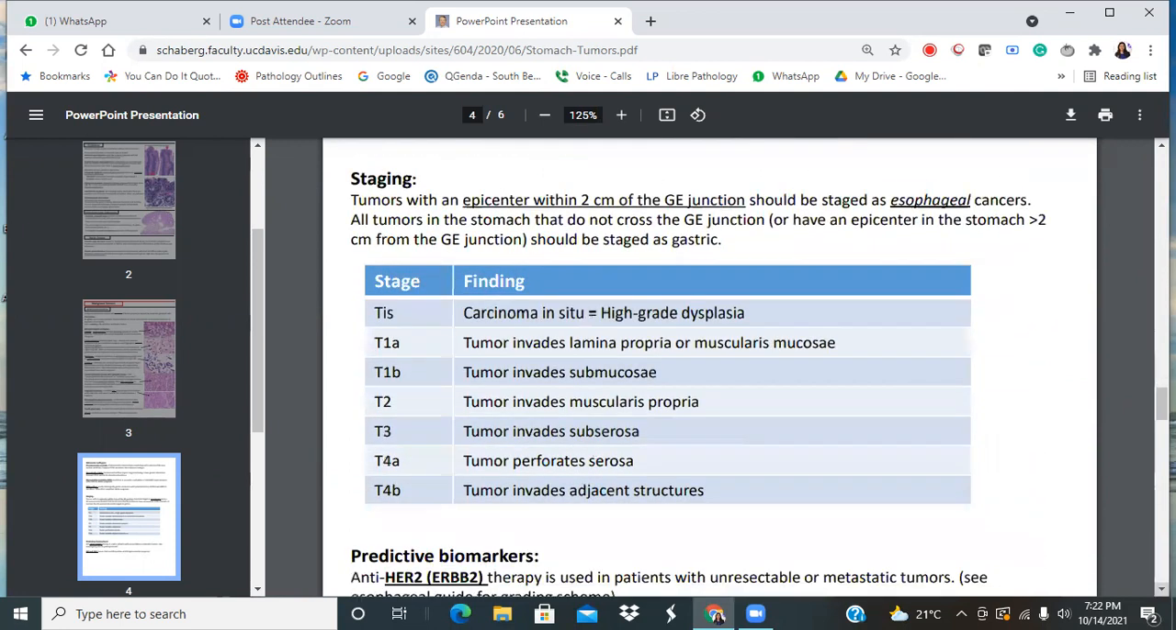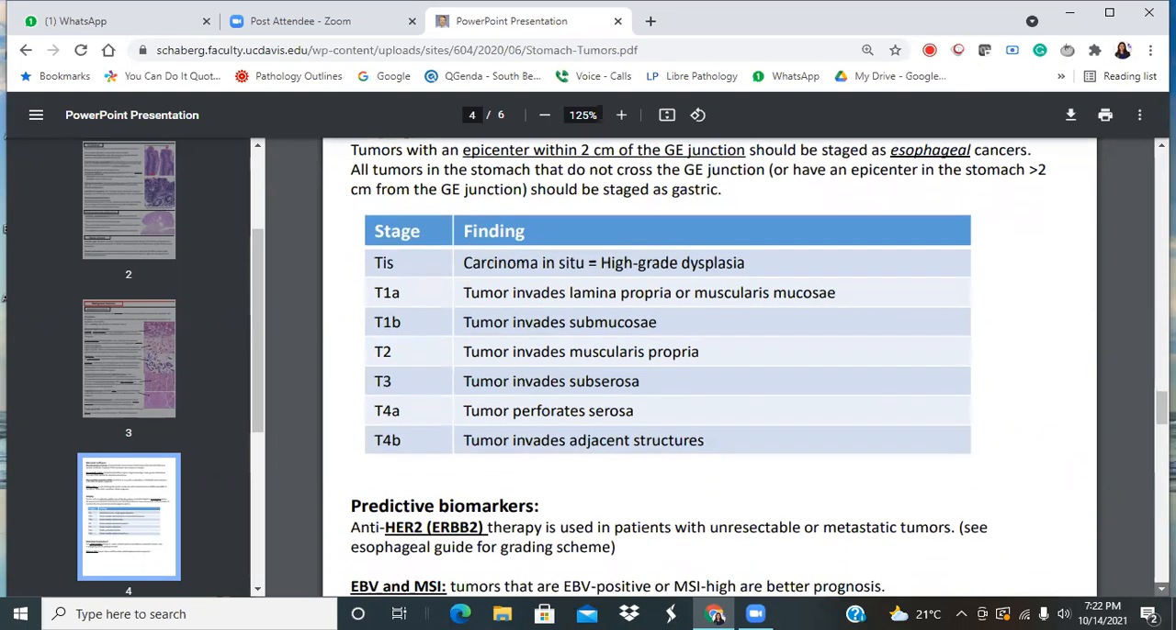Tumors with an epicenter within 2 centimeters of the GE junction should be staged as esophageal cancers. All tumors in the stomach that do not cross the GE junction or have an epicenter in the stomach more than 2 centimeters from the GE junction should be staged as gastric. So in situ, high-grade dysplasia is in situ. T1A invades lamina propria or muscularis mucosae, 1B submucosa, T2 muscularis propria, T3 subserosa, 4A perforates the serosa, and 4B is adjacent structures. Then biomarkers.